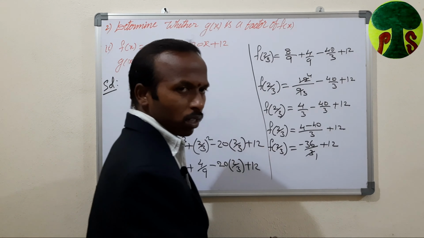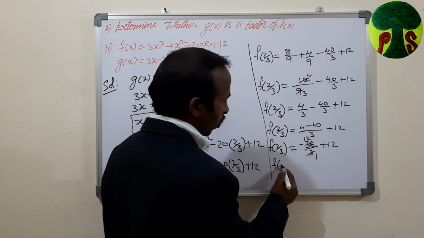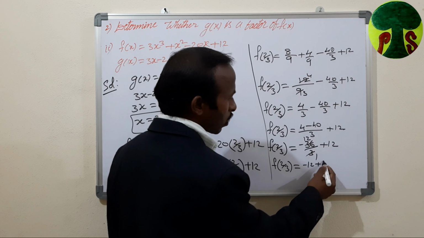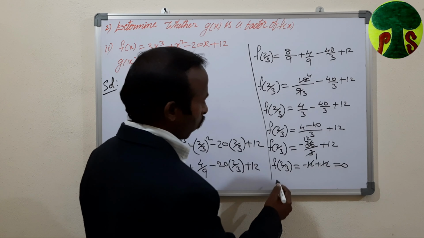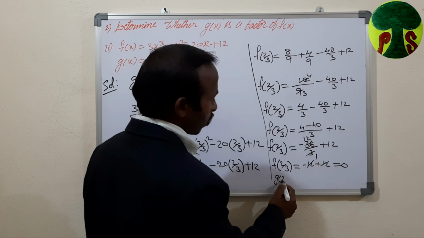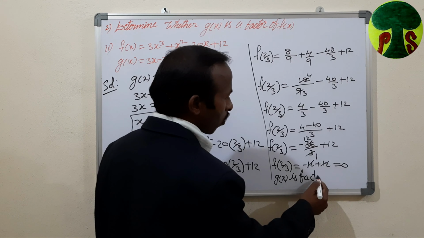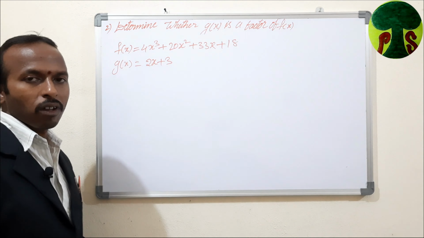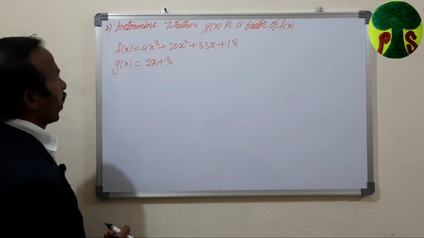3 ones are 3, 3 twelves are 36. So f of 2 by 3 is equal to minus 12 plus 12, get cancelled, equal to 0. Therefore, g of x is a factor of f of x.